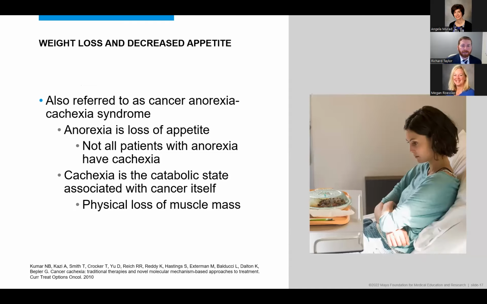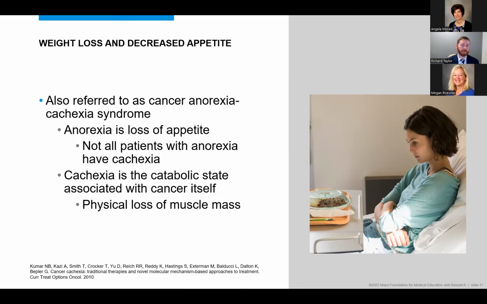Weight loss and decreased appetite. I think this is something that is quite distressing for folks. I know, I'm born and raised, you guys probably couldn't tell this, born and raised in Georgia. So everything is focused around the meal, whether it be the holidays or what have you. So a decreased appetite and weight loss is something that's quite distressing for folks.